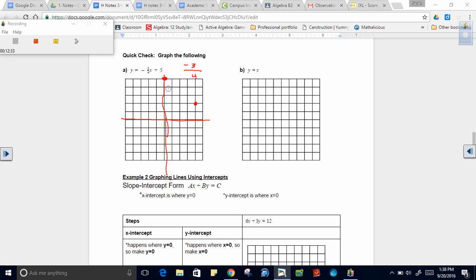I've run out of room both ways. If I try and go up 3, left 4, I've run out of room. Also, if I try and go down 3 again over 4, I've run out of room. By definition, you only need 2 points to make a line, so I'm okay now.